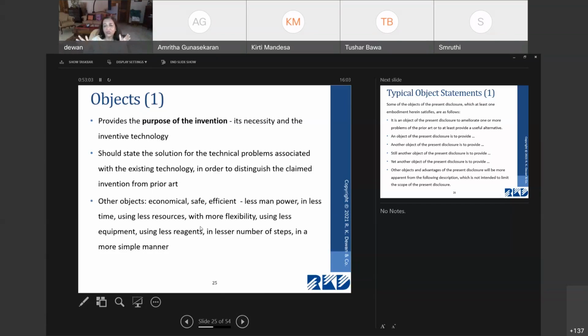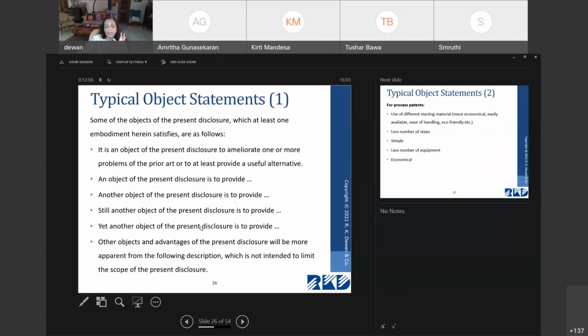So when you are writing object statements, a common thing that you can cite is: some of the object statements which at least one embodiment herein satisfies are as follows. The object of the present disclosure is to ameliorate one or more problems of the prior art, or at least provide a useful alternative. Another object is to provide a safe alternative. Another object is to provide an alternative which uses less energy. Okay, so this is the way you can make them.